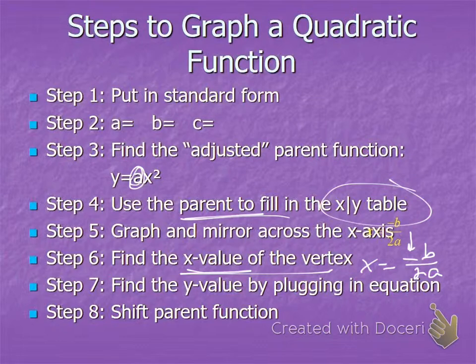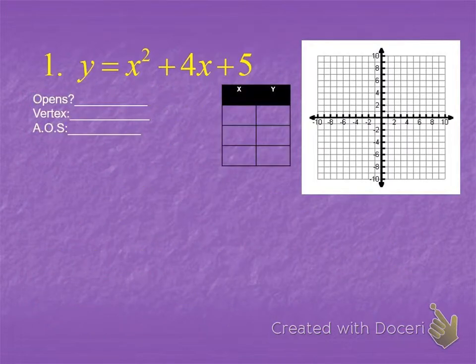So it seems like a lot of steps, but once we get into it, I think it'll make a lot of sense and it won't be that bad. All right. So, for example, here's a function that we want to graph. And we want to get a sense of what this is going to look like. So, is this guy going to open up or down? Well, it might be helpful to go ahead and pick out A, B, and C first. Since this guy is in standard form already, we know that A is going to be 1, B is going to be 4, and C is going to be 5. Since A is positive, then this guy's going to open up.